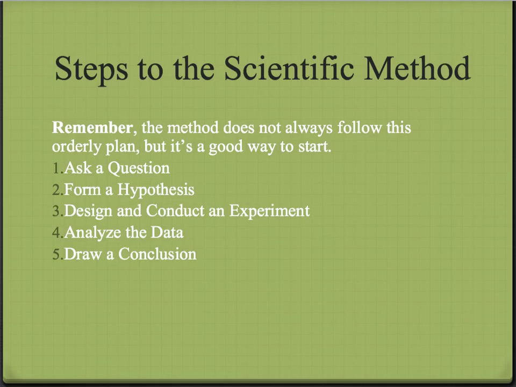So we have some general steps in the scientific method that we typically will go through anytime we do an experiment in class or in real life. But I do want to point out that the method does not always follow the step-by-step neat little plan. But this is just kind of the basis for how people will typically do an experiment. So the first step is to ask a question. The second step would be to form a hypothesis. After that, you go through the process of designing and conducting an experiment. Then from there, you would analyze the data. Usually you'd make a graph, so you'd be able to have a visual representation of the information. And then from there, you can draw a conclusion.